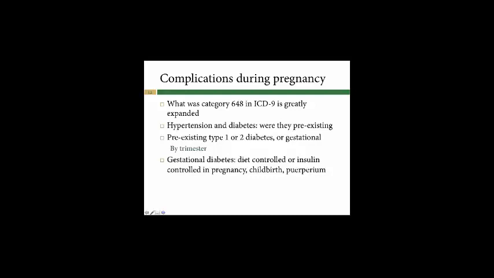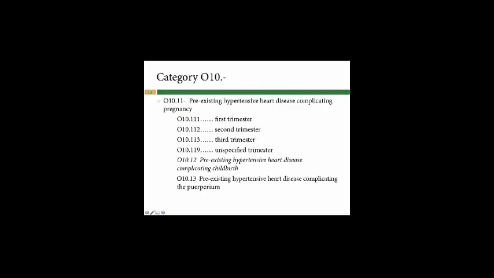So for hypertension and diabetes, were they pre-existing before the pregnancy? And if the patient has diabetes, was it type 1 or type 2 diabetes or gestational, and then by trimester? And then if the patient has gestational diabetes, we also have different codes for diet-controlled or insulin-controlled, and then, of course, in pregnancy or childbirth or in the postpartum period.